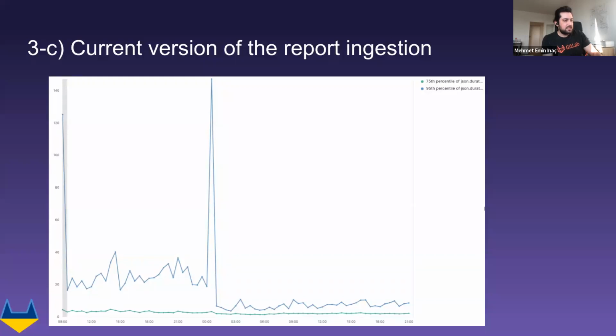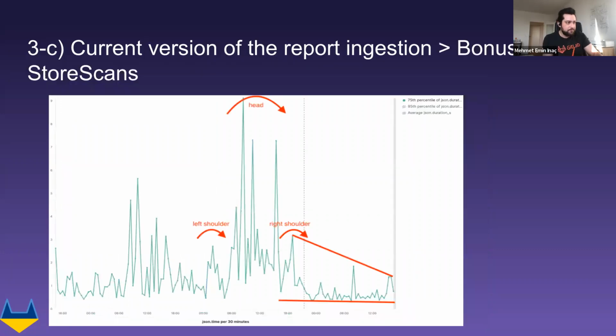And this is about the 75th percentile and 95th percentile of the report parsing time, report ingestion times. And it's not that hard to see the place where we enabled the feature flag. So it's now faster. And also for the 75th percentile duration, there's a consolidation, so it's more foreseeable in terms of the time it takes.